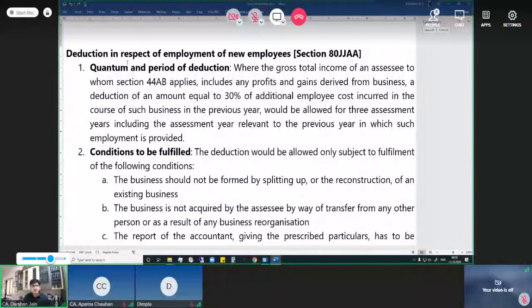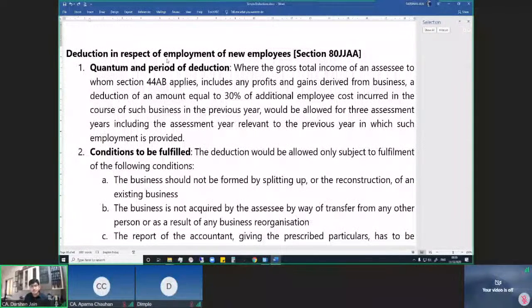Section 80JJAA provides for deduction in respect of new employment generated by the employer. So when there is employment generation by any of the employers, he can claim deduction in respect of the outlay for such new employment that he has generated under section 80JJAA. Now this is in addition to the deduction that he claims out of the business income. What he gets is 30% of additional employee cost as deduction under section 80JJAA. Now what is this additional employee cost? That is something we will have to find out.